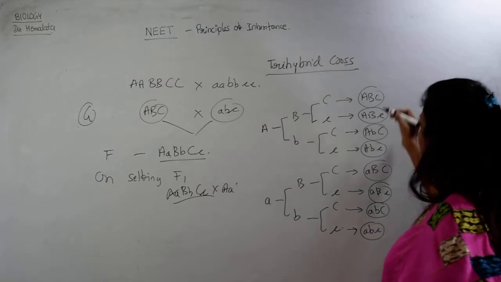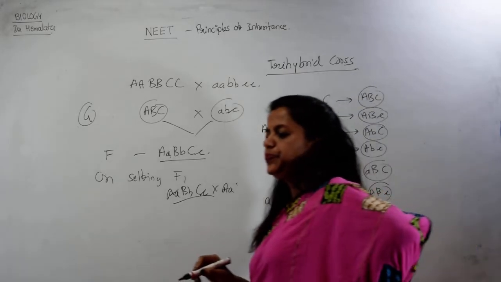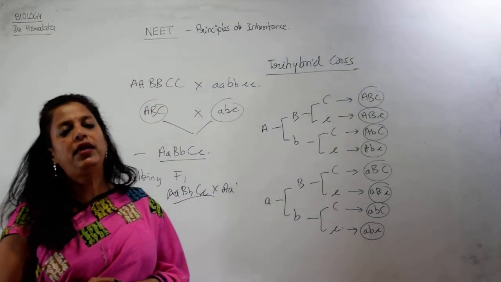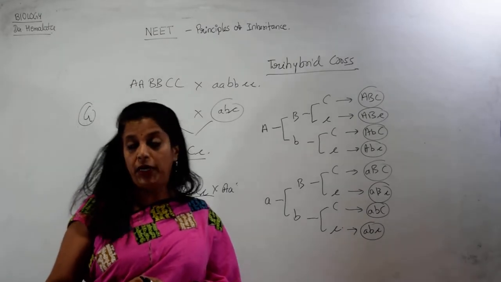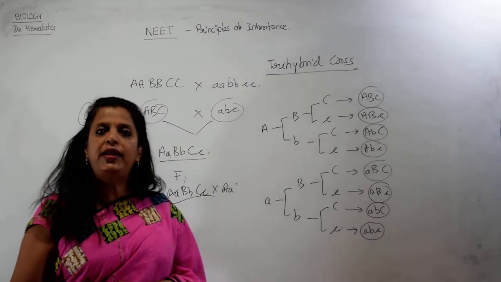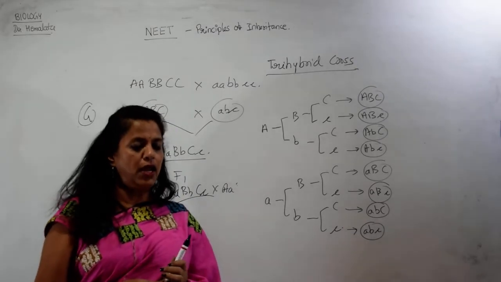See how many gametes? 2, 3, 4, 5, 6, 7, 8. 8 gametes. One side, 8 gametes another side. Then you will have to write a checkerboard. That's a trihybrid cross. So that also you can make it as homework: how to write the gametes and write the checkerboard. And this question you can solve, right? Because it's on the trihybrid cross.